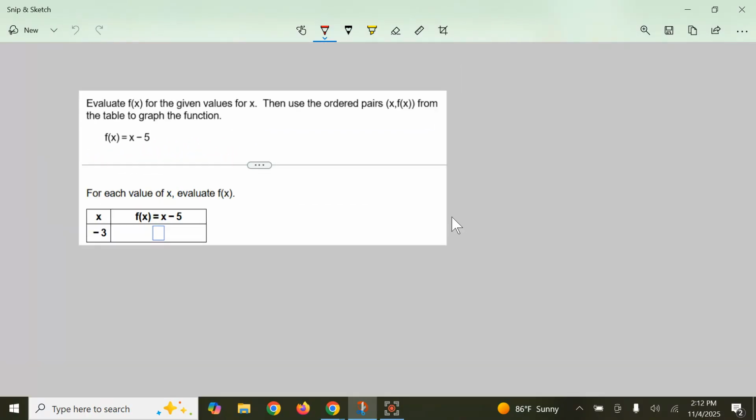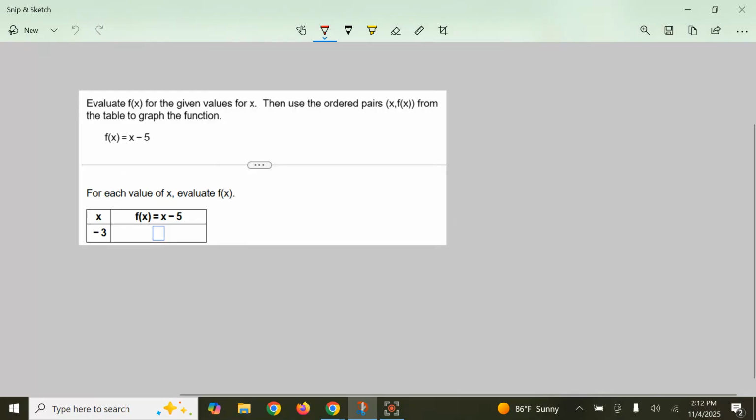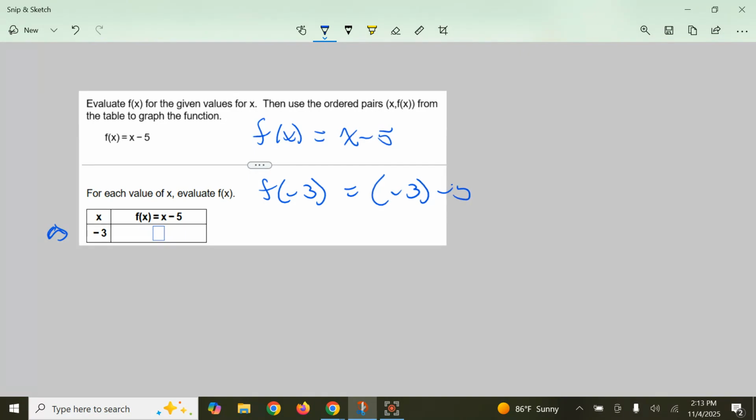All right, so the way I look at this piece here, y'all, this is kind of like my part A. Okay, so what we're going to do is we're going to say f of x equals x minus 5. We want to find f of negative 3, negative 3 minus 5. If I owe you 3 and I borrow 5 more, boom, I owe you 8.